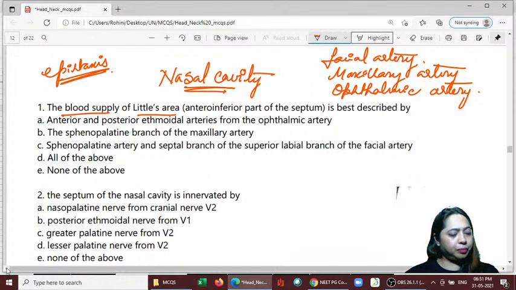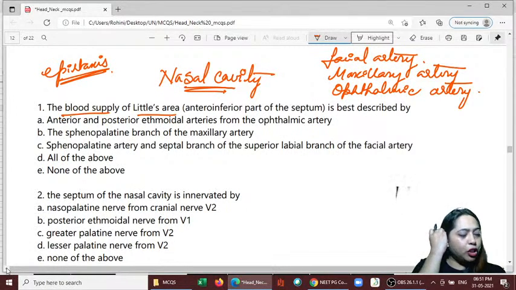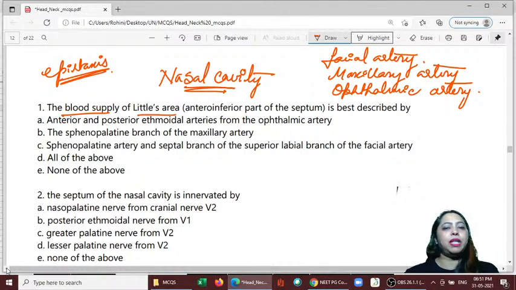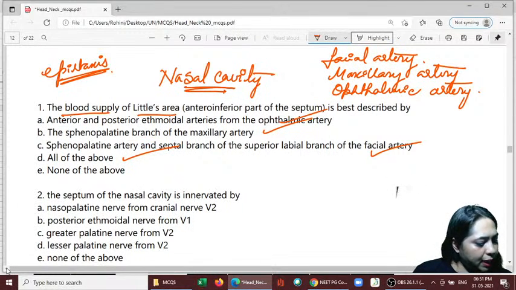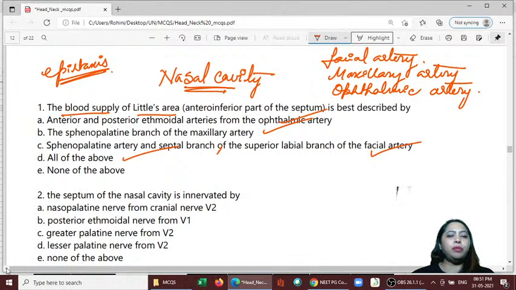Which one? The sphenopalatine branch of maxillary artery, sphenopalatine artery and septal branch of superior labial branch of facial artery, and all these branches. Now here we have branches from ophthalmic, maxillary and facial. So I would say it is all of the above. Correct. Next one.